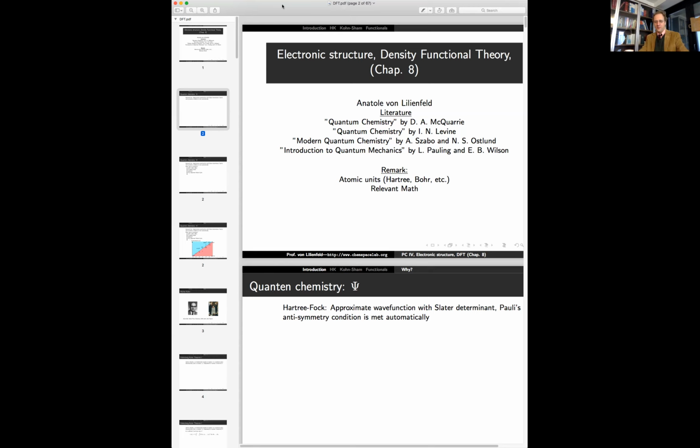That was not a good move. Rotating slides here. A wrong key combination.